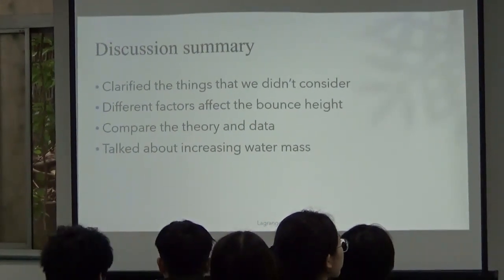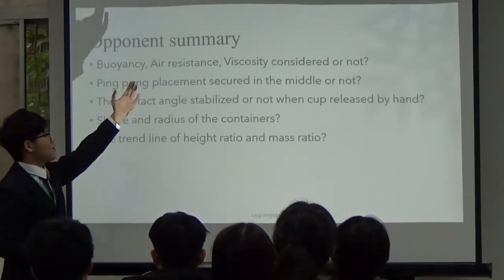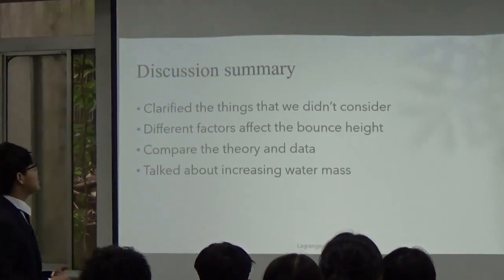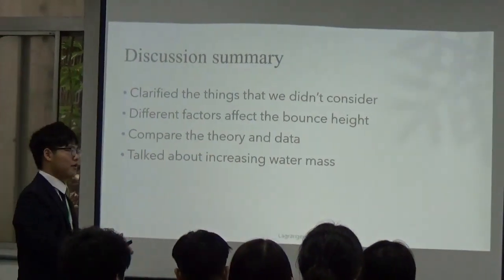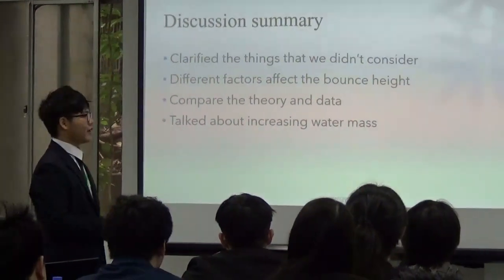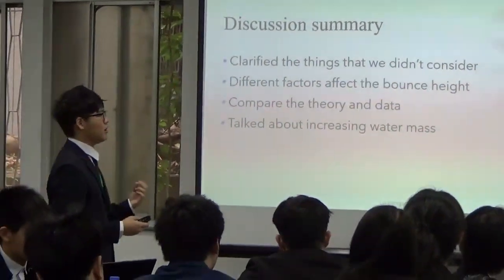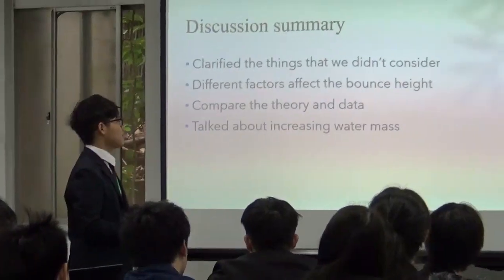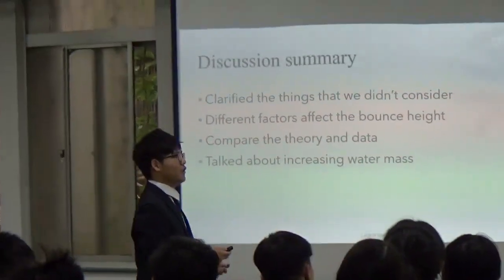For the discussion summary, we clarify the things that we didn't consider, like air resistance and viscosity, and different factors that affect the bounce height, like the cross-section area, the mass, and basically the convergence. So we compare our theory and our data. Our formula isn't correct, although the tendency is correct. And we talk about how increasing water mass will affect the tendency. Thank you.